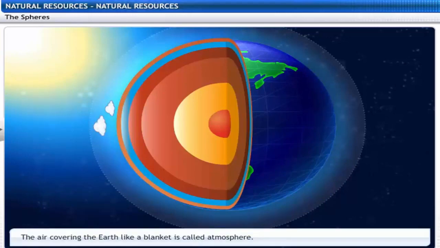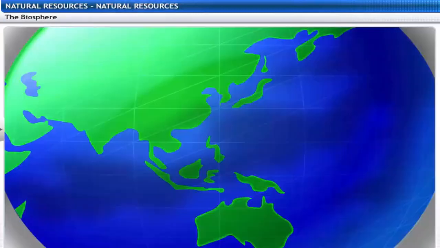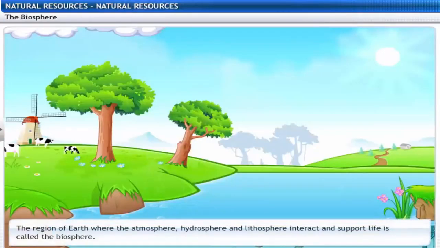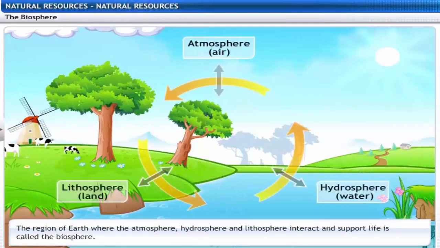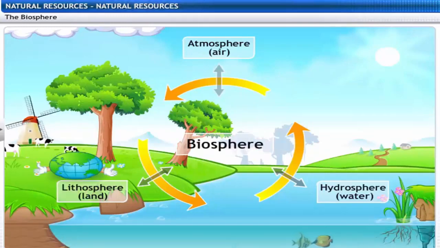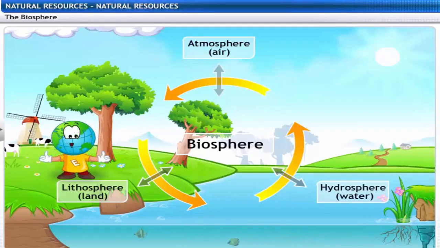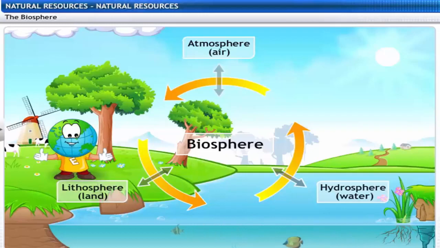The air that covers Earth like a blanket is called the atmosphere. The region of Earth where the atmosphere, hydrosphere, and lithosphere interact and support life is called the biosphere. Wow! I didn't know that. But I know what bio means. Bio means life. Let's find out more.